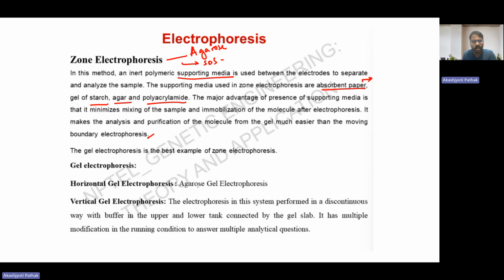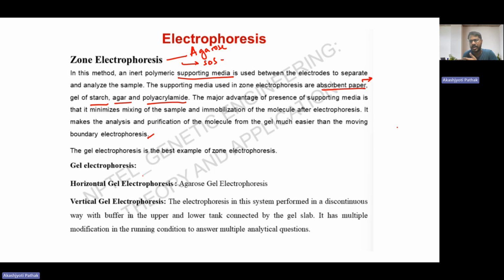Now there is horizontal gel electrophoresis. If you have done agarose gel electrophoresis, then you will see that it is a horizontal gel electrophoresis, because here your DNA is moving towards the positive electrode. Your DNA is negatively charged, and when you apply the electric field, it will move towards the positive electrode. So that is horizontal gel electrophoresis. If you see the setup, then you will understand it is horizontal.